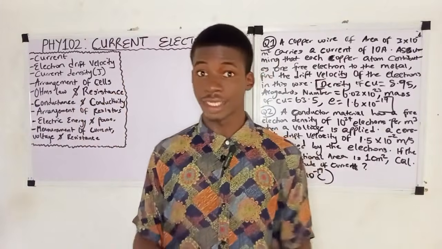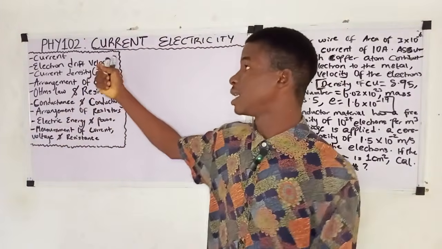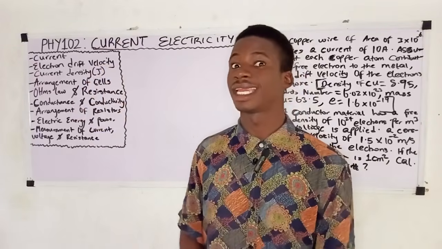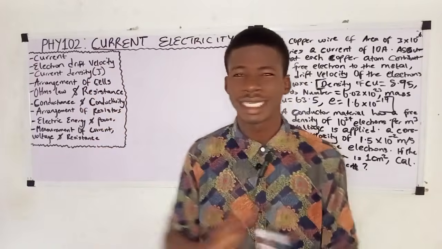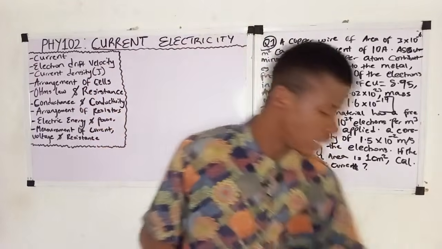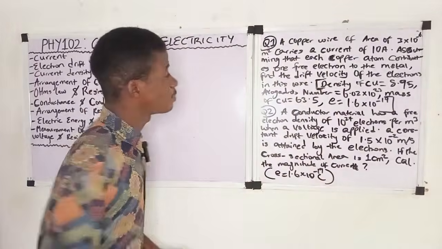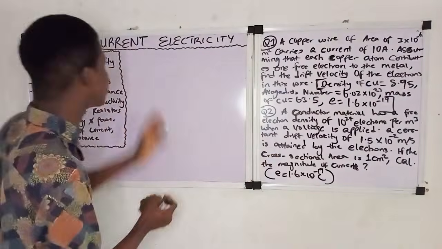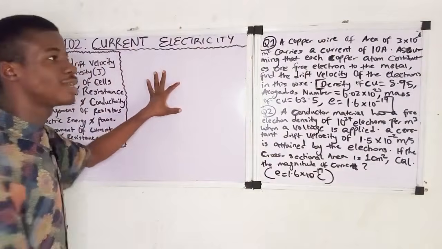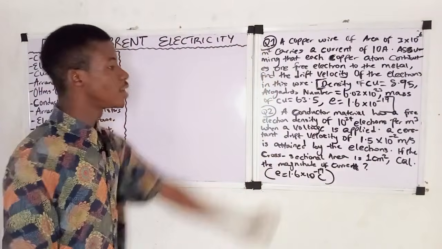Okay, so I'll be taking you guys through current electricity. Now, these are the aspects of current electricity I will take you through. We'll talk about electron drift velocity and a lot of things. So stick to the end of this video, because I'll be showing you guys a lot of things under current electricity, as well as solving some exam-based questions.